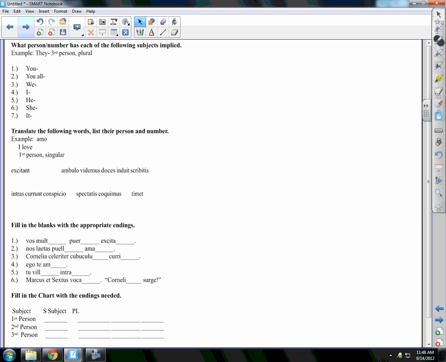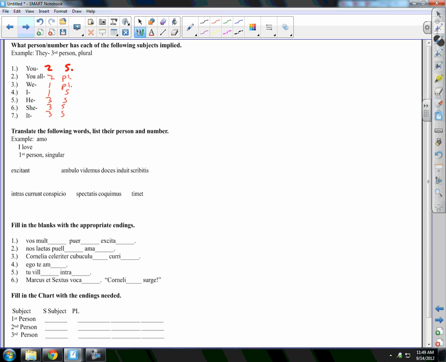Okay, let's go over some of these answers. What number and person am I dealing with? You? Well, that's second person and singular. Let me make it a little smaller. You all is second person and plural. We is first person and plural. I is first person singular. He is third person singular. She is third person singular. And it is also third person and singular.